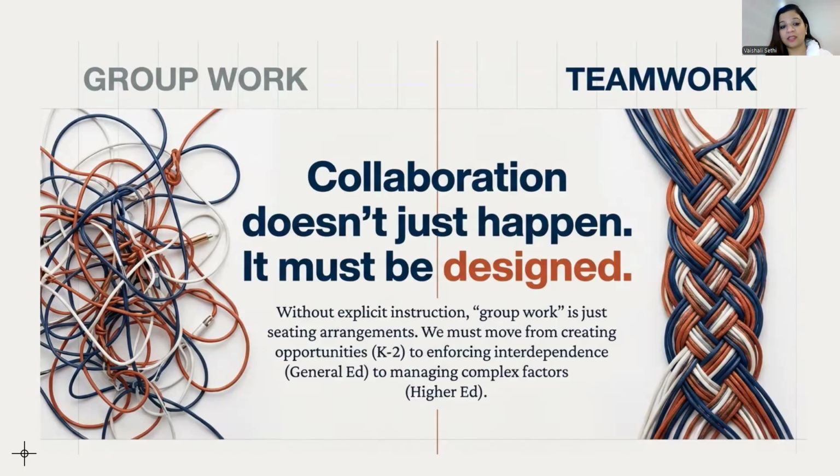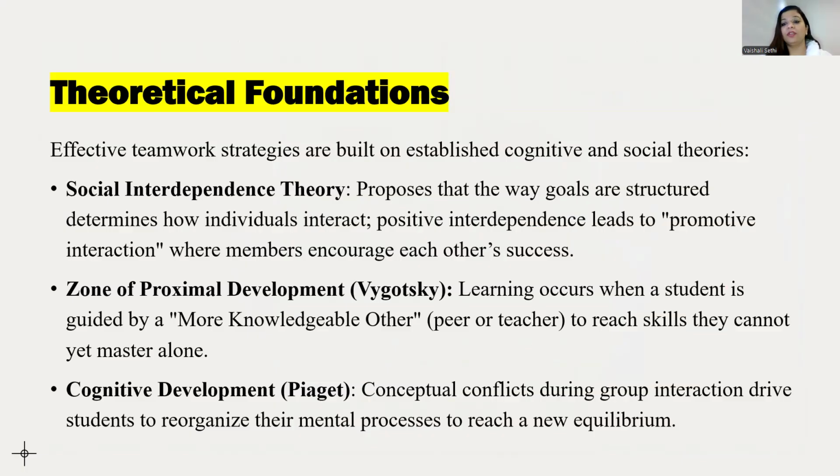So collaboration doesn't just happen, it has to be aligned, right? Without explicit instruction, group work is just like a sitting arrangement. People are sitting in different places. So we must move from creating opportunities to reinforcing interdependence and then to managing complex factors, which ultimately leads to teamwork. Okay, now coming to the theoretical foundations behind this teamwork.